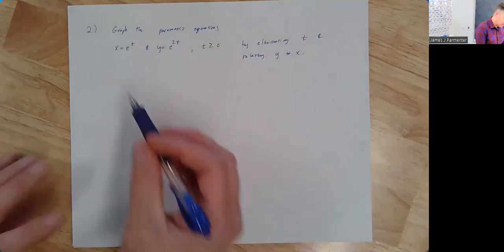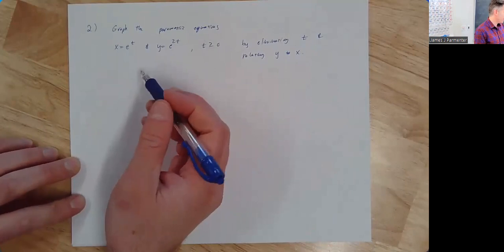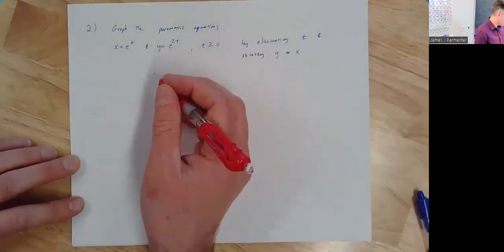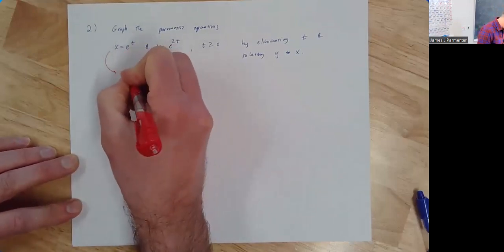But here, really, I wouldn't actually solve for t. I'm going to show you how we could, but then I'll tell you what I really do. So if I was going to solve this for t, I'd say, okay, well, the natural log of x is equal to t.